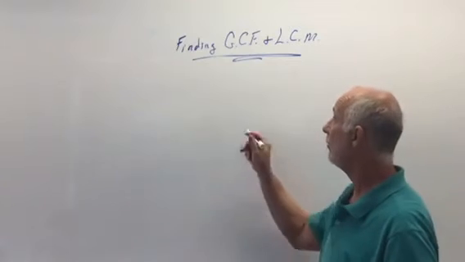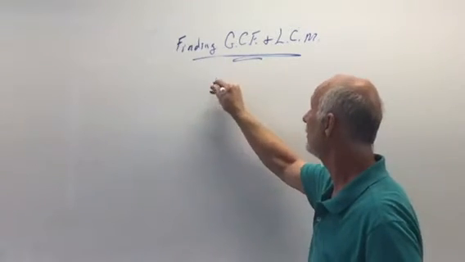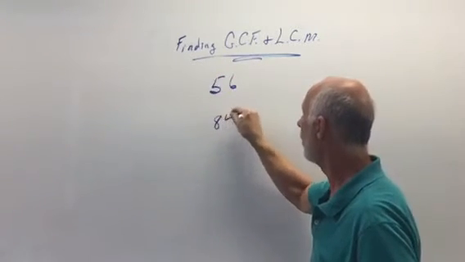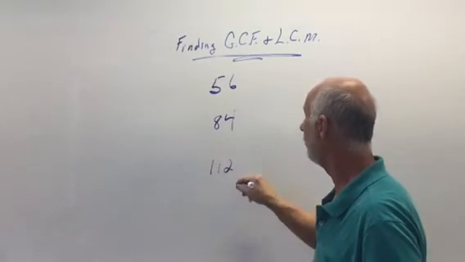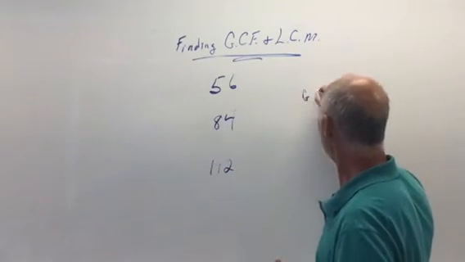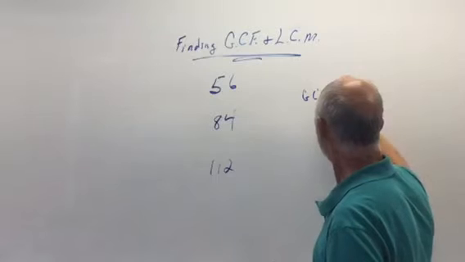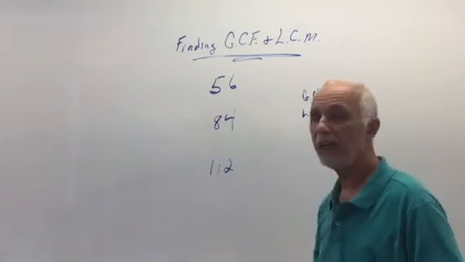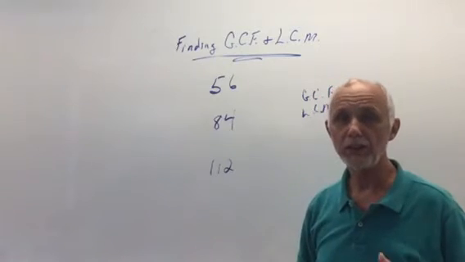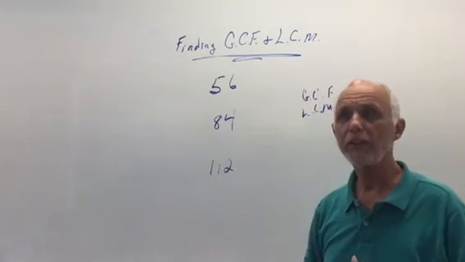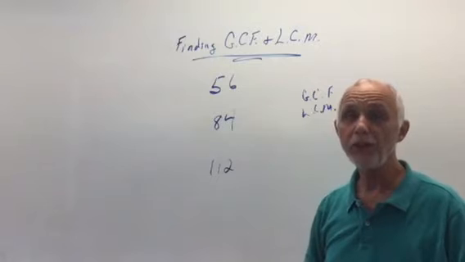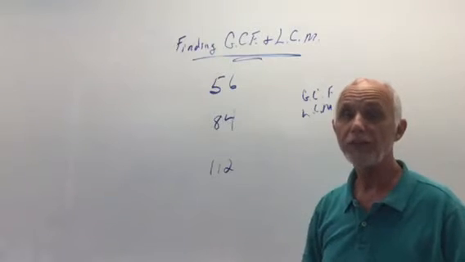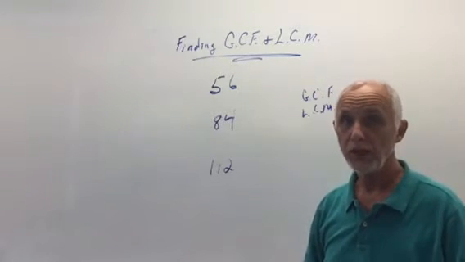So, if I gave you a problem like this, say 56, 84, and 112, and I asked for the greatest common factor and the least common multiple, the first thing I have to do is the factor trees. And again, the factor trees are easy if you know your times tables and if you know your divisibility rules.